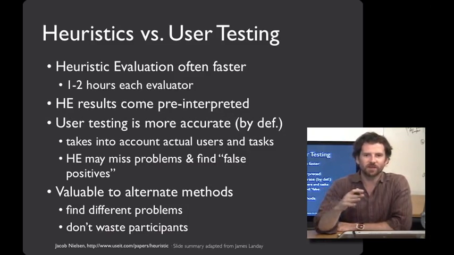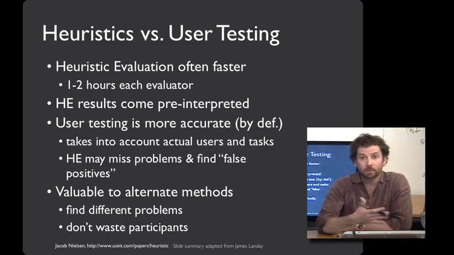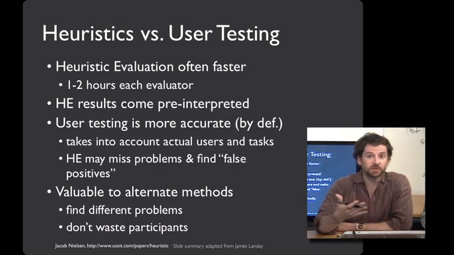If we compare heuristic evaluation and user testing, one of the things that we see is that heuristic evaluation can often be a lot faster. It takes just an hour or two for an evaluator. And the mechanics of getting a user test up and running can take longer, not even accounting for the fact that you may have to build software. Also, the heuristic evaluation results come pre-interpreted because your evaluators are directly providing you with problems and things to fix. And so it saves you the time of having to infer from the usability tests what might be the problem or solution.